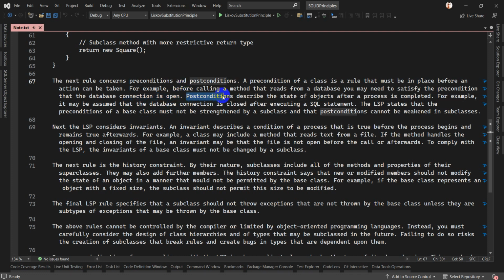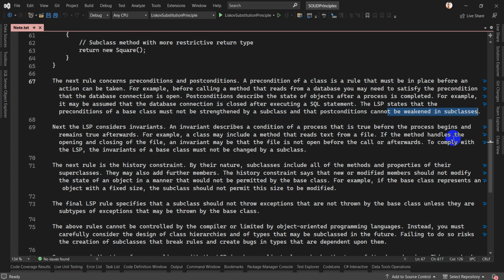And the postcondition describes the state of objects after an operation is complete. For example, it may be assumed that the database connection is closed after executing an SQL statement. So LSP states that the preconditions of a base class must not be strengthened by a subclass and that postconditions cannot be weakened in the subclasses.